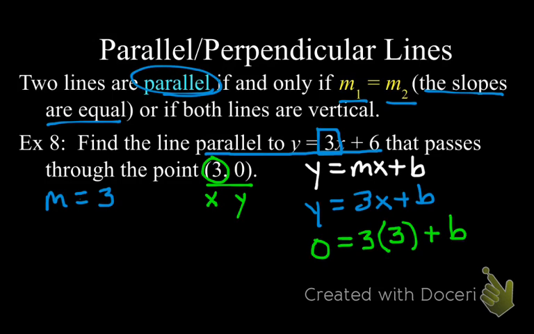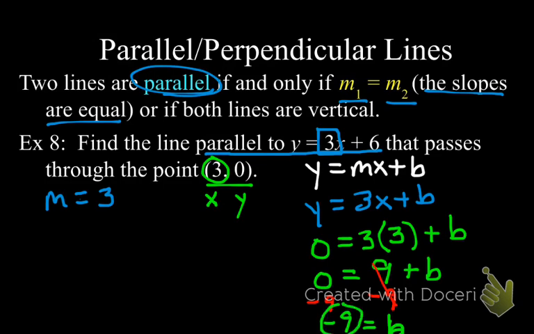So looking at this one won't be too bad. We're going to have 0 equals, hang on, let's do some simplifying first here. So we're going to have 0 equals 9 plus b, and then we're going to subtract 9 to get that b by itself and cancel this out. And so we're going to end up with b equals negative 9. It looks like I ran off the bottom of my screen there. Okay, so b equals negative 9.